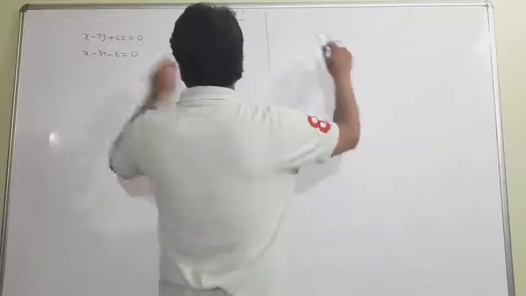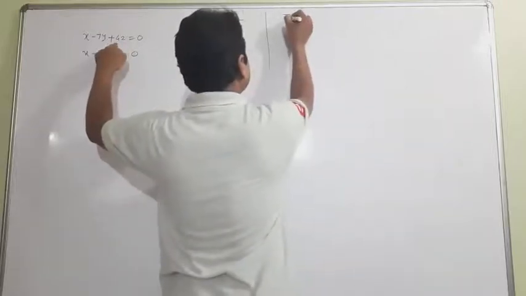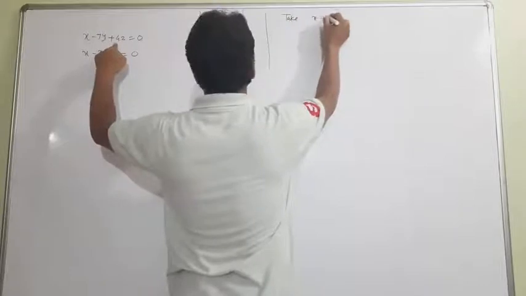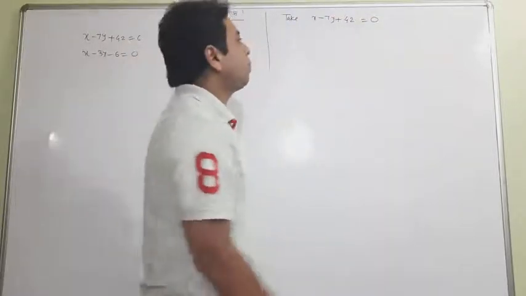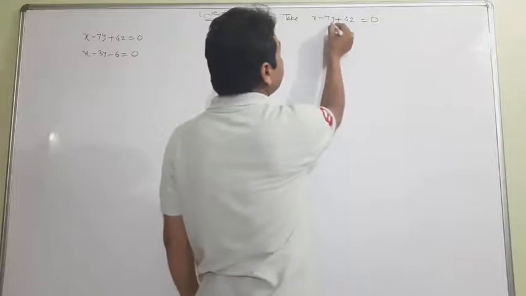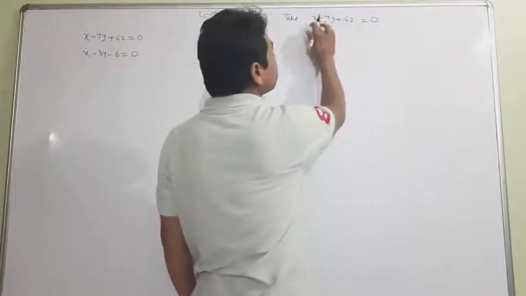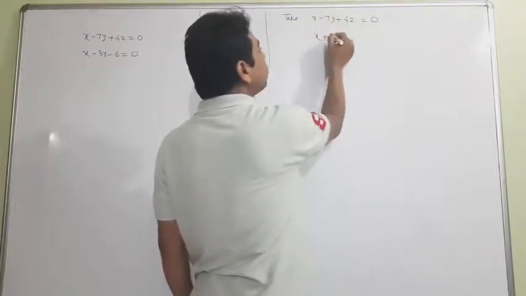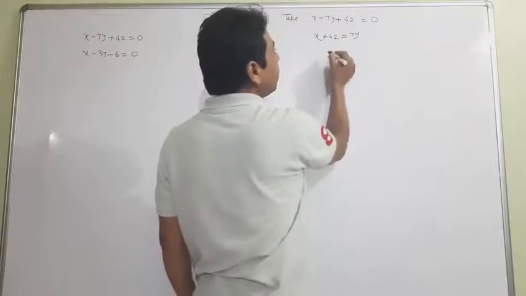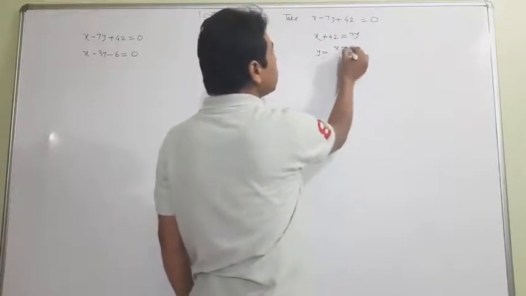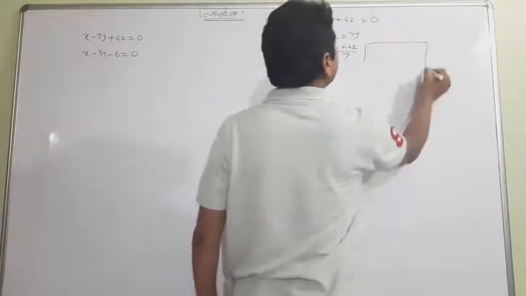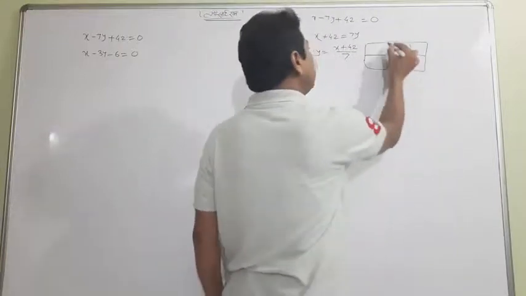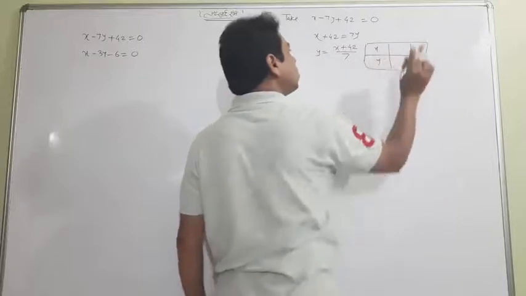First I'll take x - 7y + 42 = 0. First find y from here: x + 42 = 7y. So y = (x + 42)/7, and make a table. I won't use more than 2 values, I'll just choose 2 values.